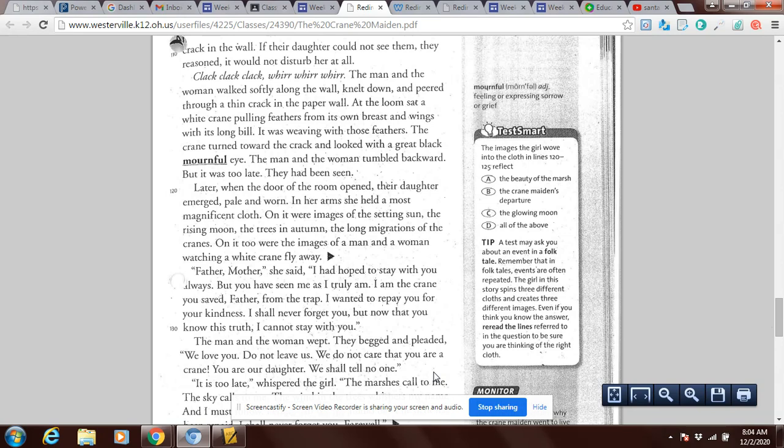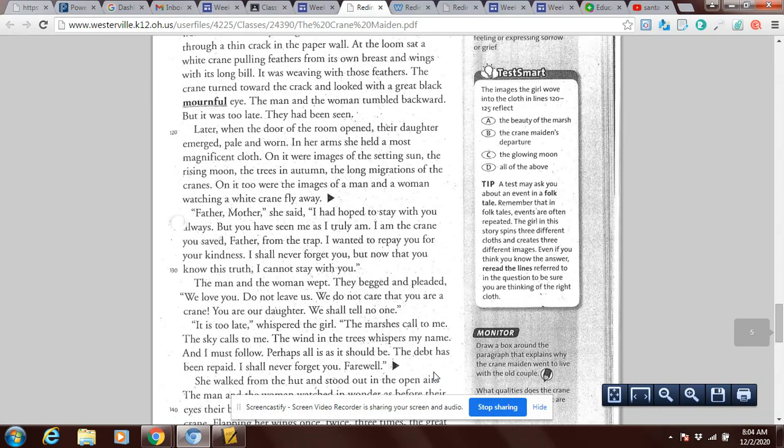They begged and pleaded, "We love you. Do not leave us. We do not care that you are a crane. You are our daughter. We shall tell no one." "It's too late," whispered the girl. "The marshes call to me. The sky calls to me. The wind in the trees whispers my name."